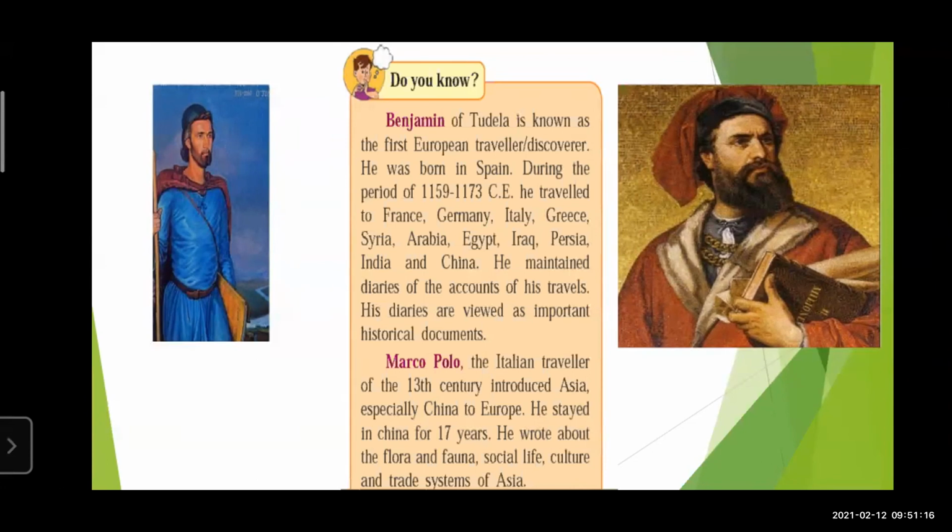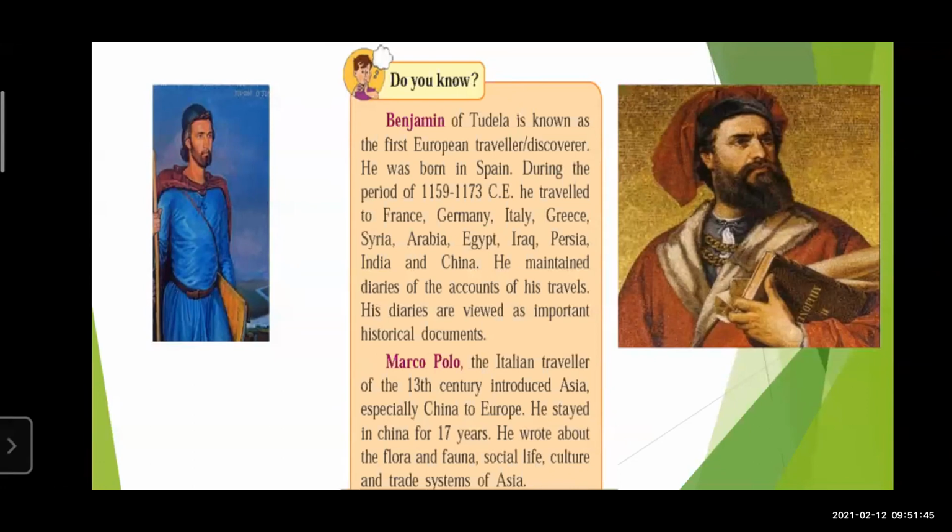Now, what he used to do, he used to maintain diaries, okay, of where he used to travel. Okay, he used to keep a report or record of his travels. These are viewed as important historical documents. His diaries, which he used to maintain as a record, were considered one of the important historical documents as a written source.